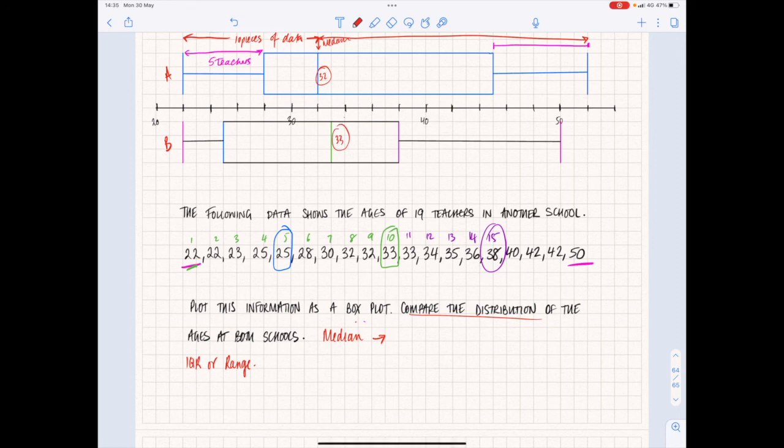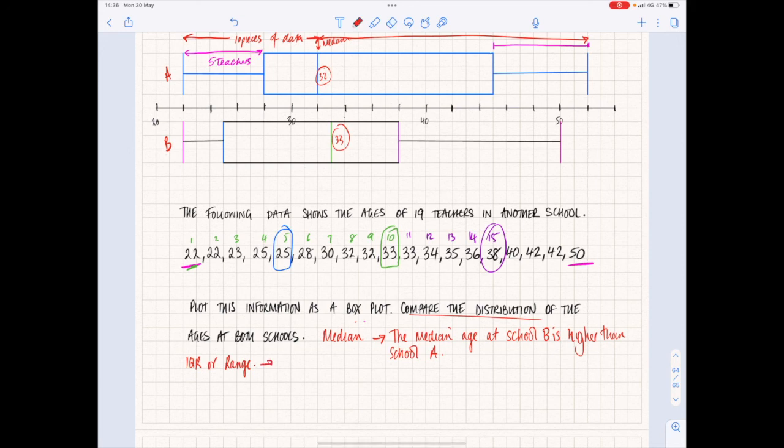So we can therefore make a statement that says the median age at school B is higher than school A. Okay, so you're saying that it's higher or lower, because it's asking you to compare. You've got to say one is higher than the other, or the other is lower than the other one. So you could say school A has a lower median age of 32, whereas school B has a higher median age of 33. Now the next thing I'm going to look at is this interquartile range.